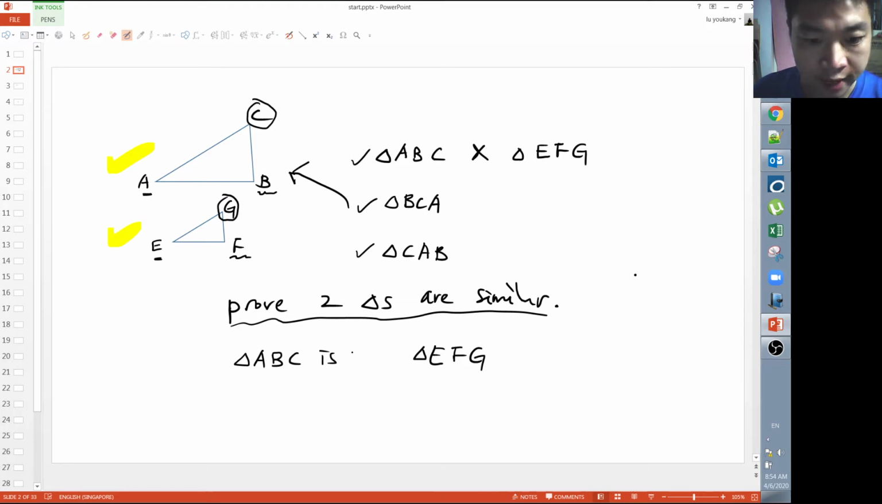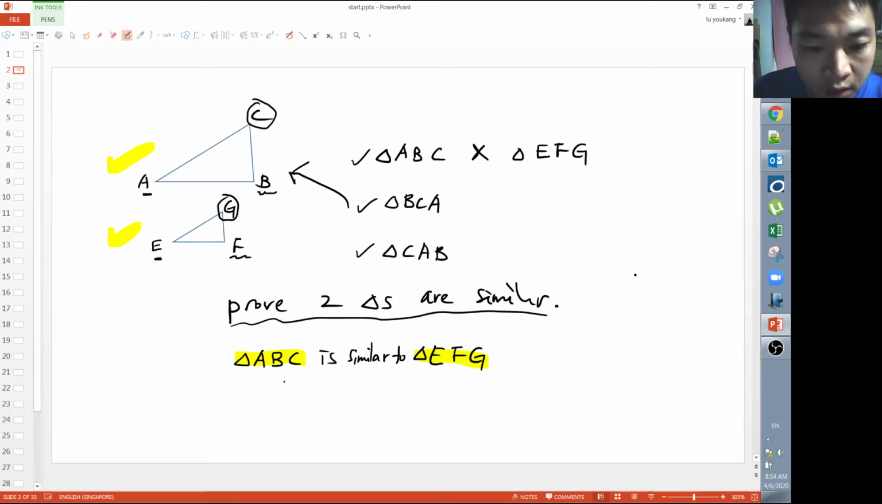So they are similar, triangle ABC is similar to triangle EFG. So when it comes to proving two triangles are similar, the order of the letters you choose to name the triangle is very important. This is one very key concept.